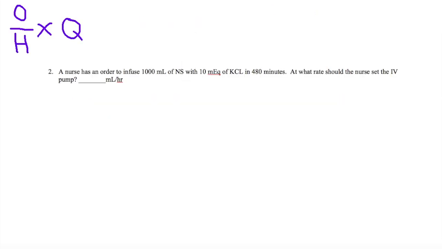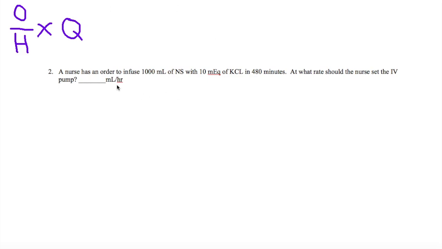In our second problem, our nurse has an order to infuse 1,000 mils of normal saline with 10 milliequivalents of potassium chloride in 480 minutes. At what rate should that nurse set the IV pump? We're looking for mils per hour. This would be a good place to pause if you would like to try to solve this problem on your own before I work it out.